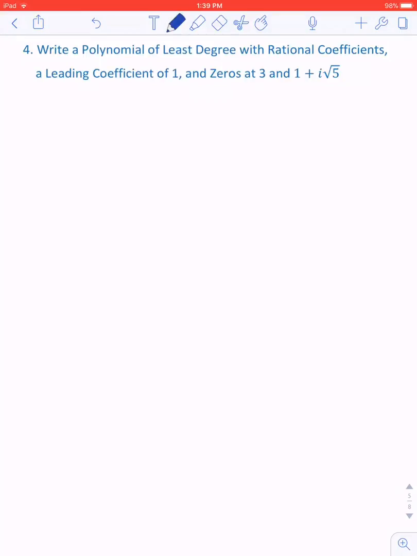Rational coefficient, leading coefficient of 1, so it's something to check in the end there. Zeros at 3 and 1 plus i root 5.